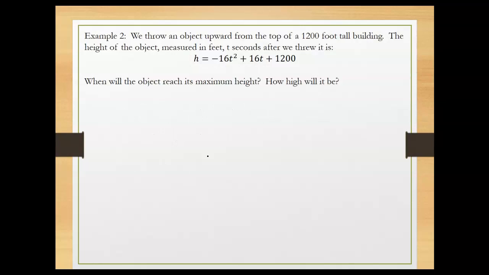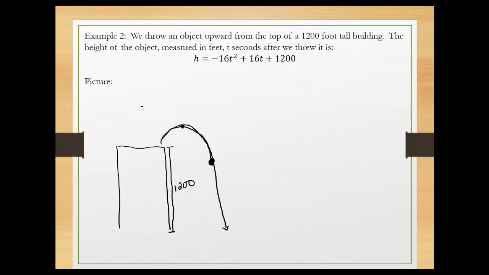Now, same question, same equation, same situation, same building. It says, when will the object reach its maximum height? That is a code word. You should write this in your notes. Maximum height is telling you that you need to find the vertex. The maximum or minimum is the vertex.